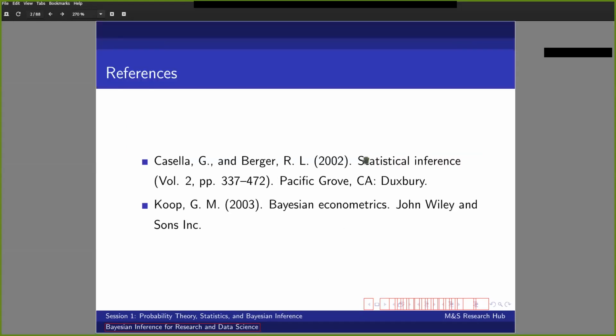Now, if you want to read more about Bayesian inference, you may consult these two textbooks for more information.